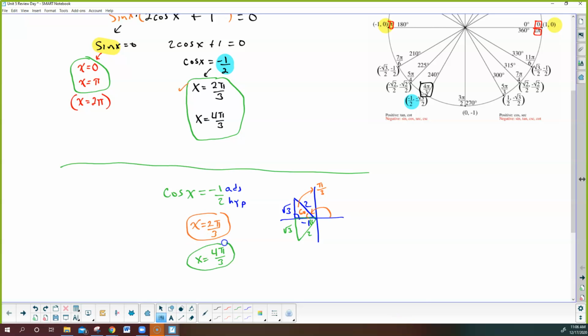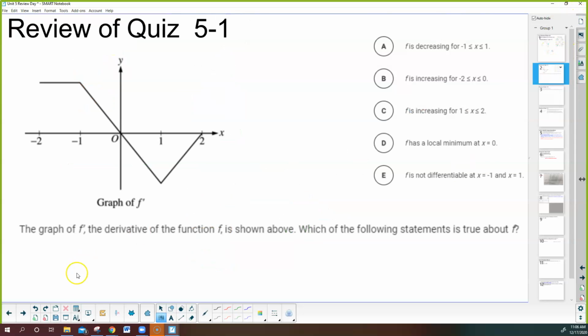So that's a way you could do this without the unit circle. You just have to remember your 30, 60, 90, and 45, 45, 90 triangles. All right, and again, this will come up a little bit later today, so we're going to keep reviewing it.